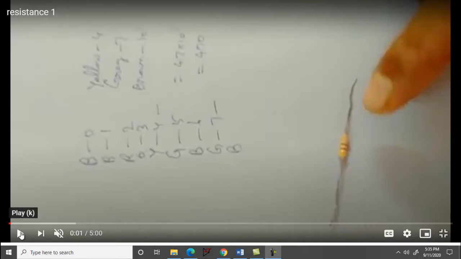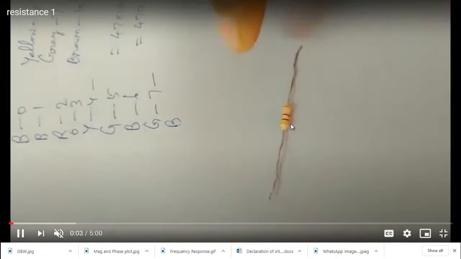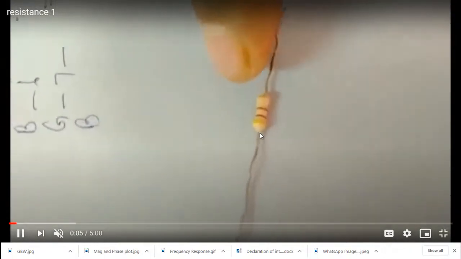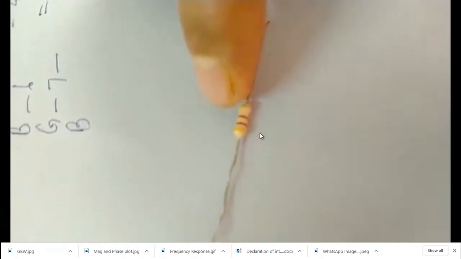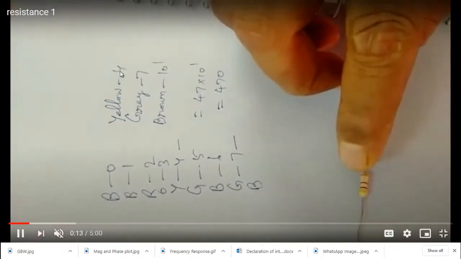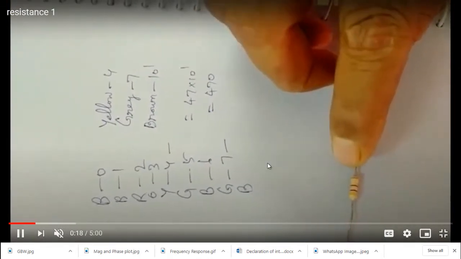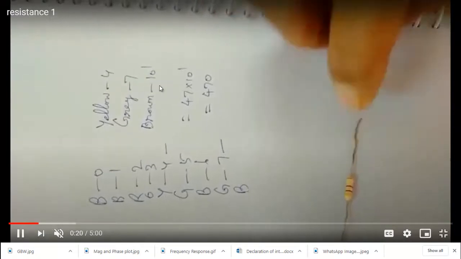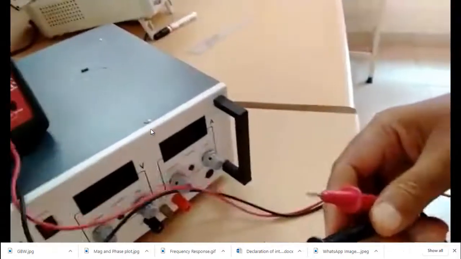This is a current limiting resistor. See, the first band is yellow, the next band is gray, and the third band is brown. The yellow band value is 4, the gray band value is 7, and the third band is the multiplier band, which is brown, that is 10 power 1. So 47 into 10 power 1, a 470 ohm current limiting resistor will be connected.